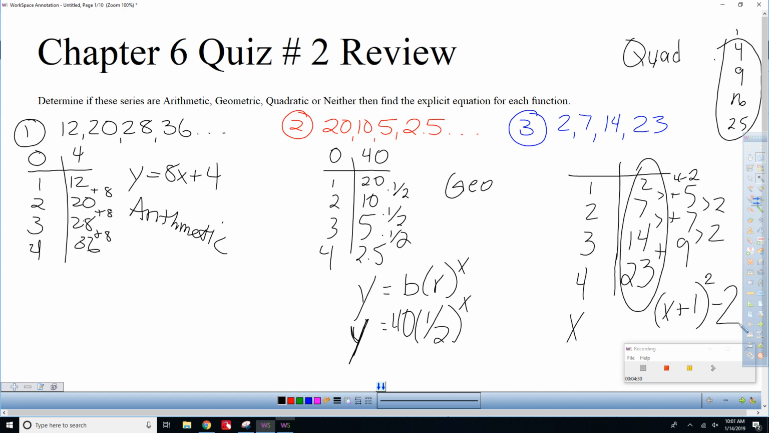Let's see if that works. What's 2 plus 1? What's 3 squared? What's 9 minus 2? That one works. What's 3 plus 1? 4 squared. 16 minus 2. That one works. 5 squared is 25. 25 minus 2. Got it. So this is our equation. y, well, let me just rewrite it. y equals (x plus 1) squared minus 2. Okay?